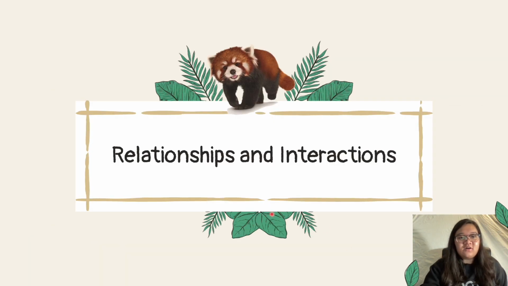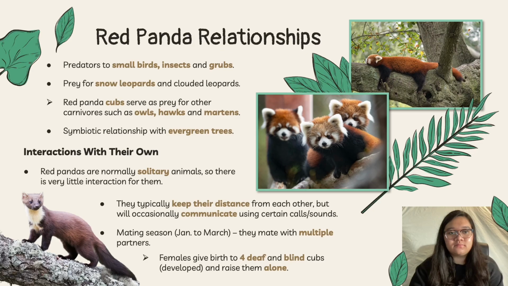So the next thing we're talking about is the relationships and interactions that red pandas have with each other, as well as other organisms in the wild. So for red panda relationships, they are predators to small birds, insects, and grubs, which is also part of their diet. And they are prey for snow leopards and clouded leopards.